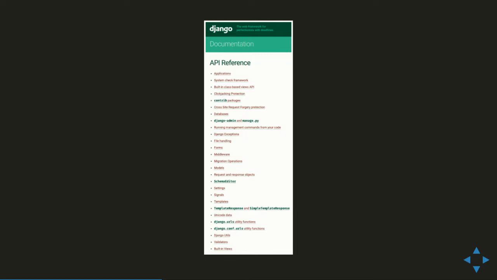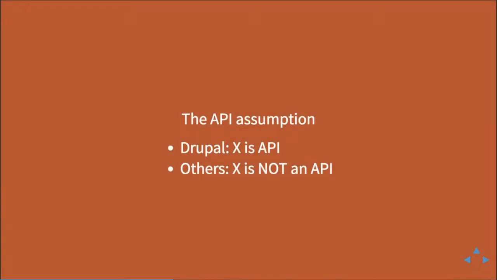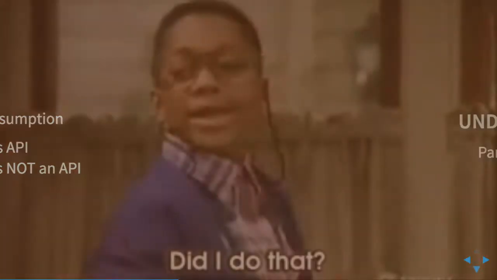Django, very similar. You can easily get a good sense of what the APIs are that are available. So the difference is that in Drupal, we assume that if some piece of functionality is available, it must be an API. Others don't have that default assumption. And that's a very important difference. They are more conscious, more explicit about making something an API.